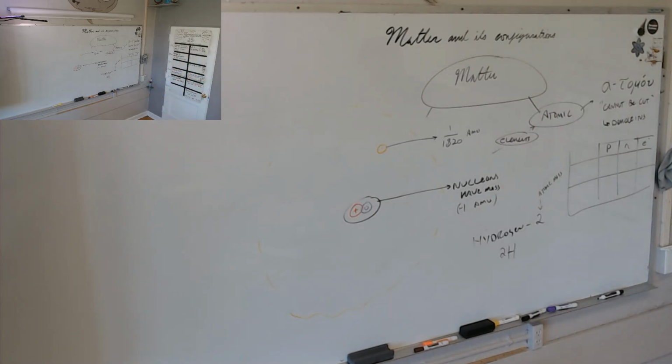Let's say we have gallium-70. So we'll be able to read it like this. First of all, we pronounce that gallium-70. And let's say we also have tungsten-182. How many protons in the gallium-70?